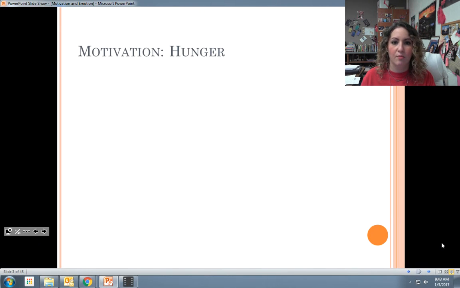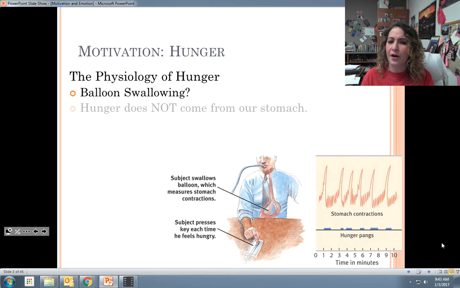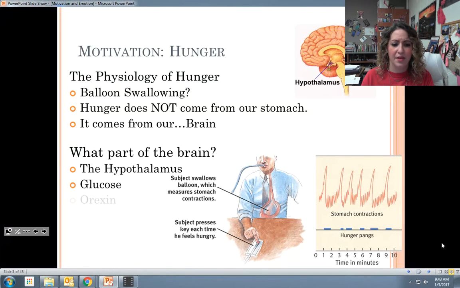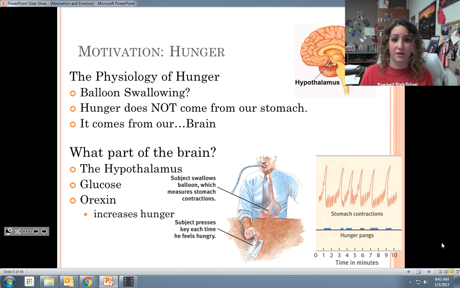Okay, so there's a little bit on hunger on the AP exam. I will go back to this. Hunger does come from our stomach, but there are people without stomachs, and they've had stomach cancer and they've had to have their stomach removed. So their esophagus is connected directly to their intestines, and they still feel hungry. They have no stomach, yet they still feel hungry. So where does hunger come from?